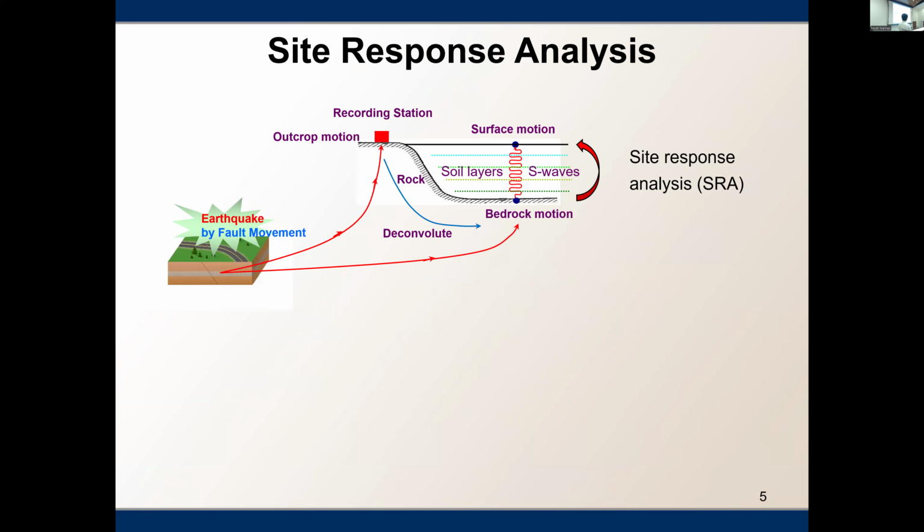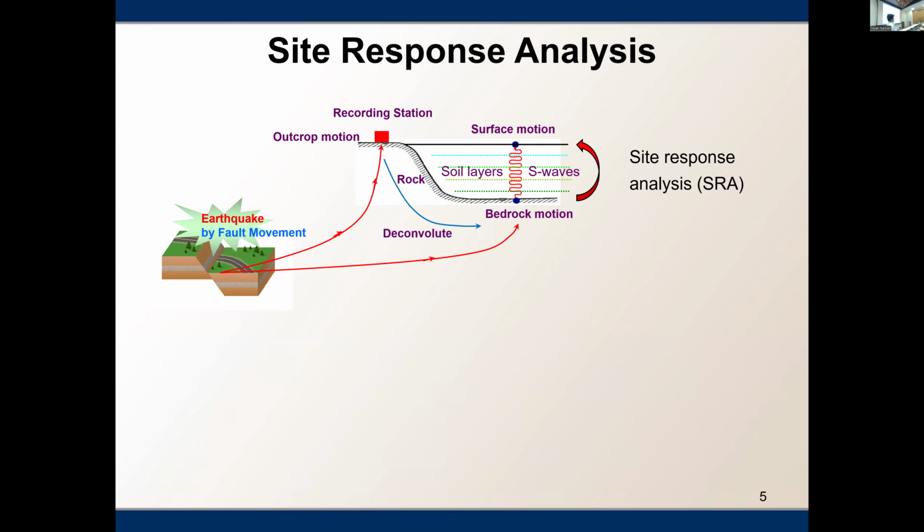So the introduction. When there is an earthquake, seismic waves propagate from the fault rupture through the Earth's crust, and they arrive at a recording station, which is usually at the rock outcrop. Usually we don't record the bedrock motion. So what we do is deconvolve the motion at the outcrop to get the bedrock motion. However, our interest is the surface motion on the soil because we have our structures on top of the soil in most cases.